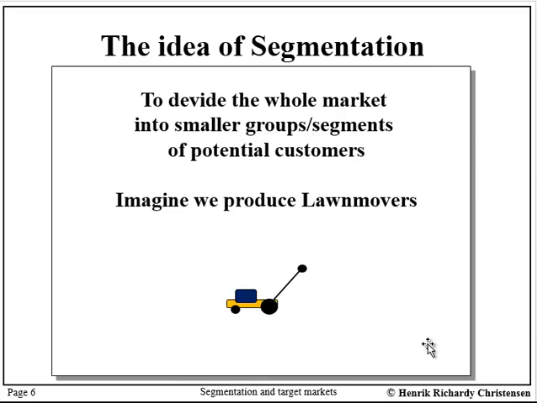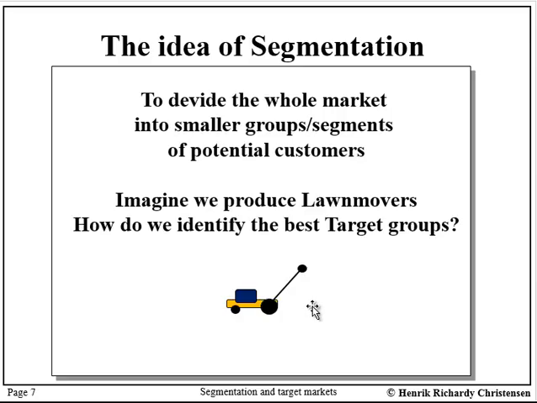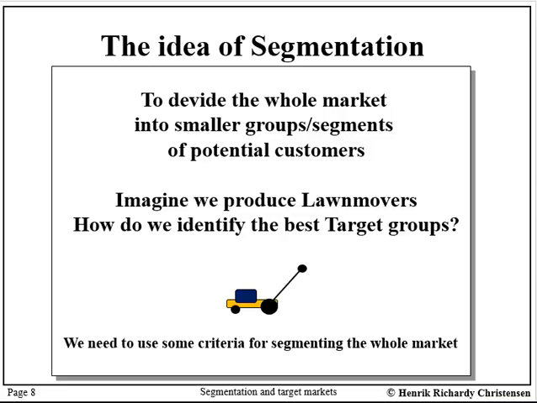So let's go back and take a look at it once more. To divide the market into smaller groups and segments of potential customers, we'll take a stand in a lawn mower, as the one that you can see right here. So how do we identify the best target group in this particular case? Well, we simply need to identify some criteria that we can use in order to segment this particular market.